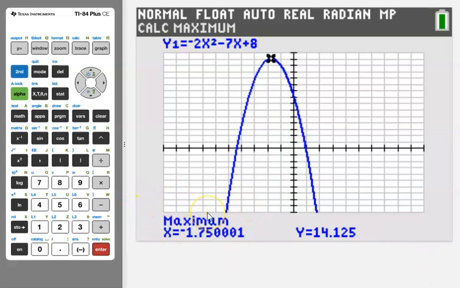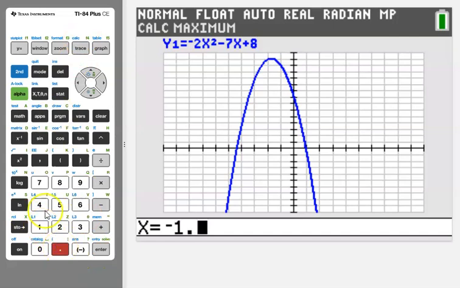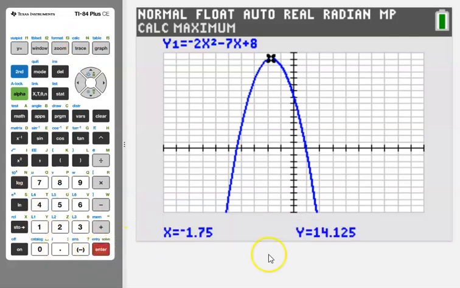Now what this tells you is two things. It gives you the maximum value, which is 14.125, and it also gives you the x-coordinate that gives you the maximum value. So this is like the location of the maximum. If you'll notice here, it has this extra 0001 at the end. This really isn't there. The calculator, for some reason, when you find zeros, maximums, it usually gets off a little on the x-coordinate. So since I know this should be exactly negative 1.75, I'm going to type negative 1.75, enter, and notice it's exactly the same y-coordinate, so I know it's the same spot.